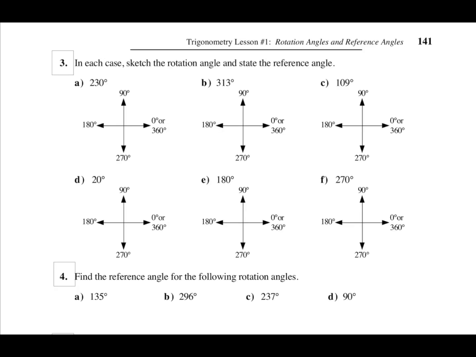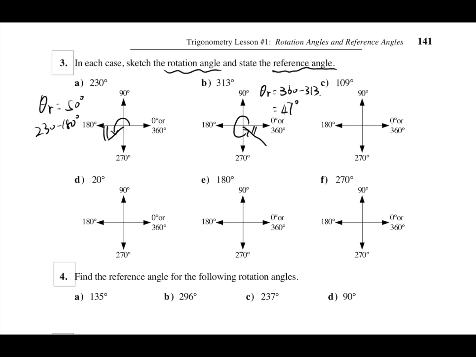And for this one, we need to find the rotation angle and the reference angle. Okay. And 230, so here, this is the rotation angle. And then for this part is the reference angle. So the theta reference equals 50 degrees, and use 230 minus 180. And for B is for here. This is the rotation angle, so this is the reference angle. The theta R equals 360 minus 313, so it equals 47 degrees.